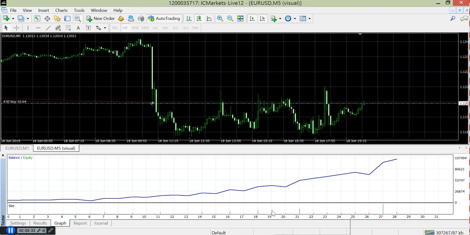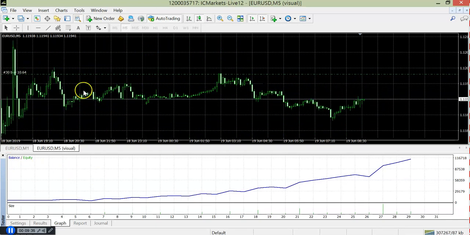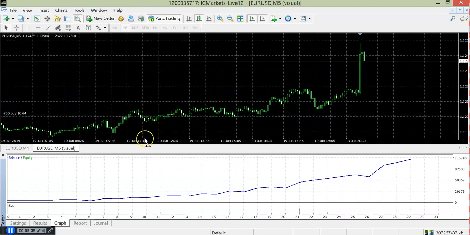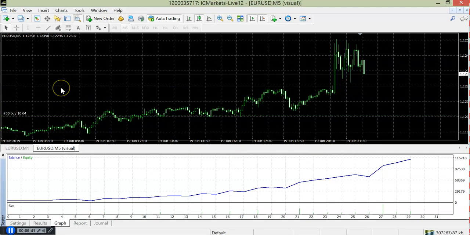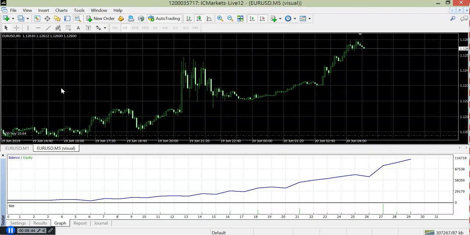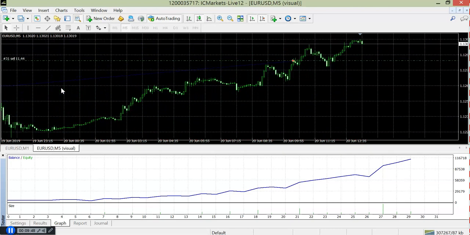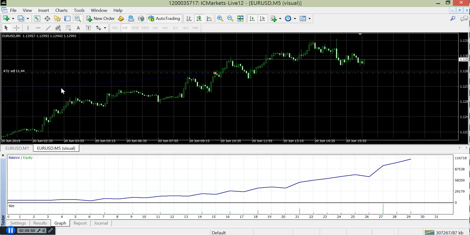So we have a buy trade now. You see it's $10, one lot size. The trade number 30. So not many trades. We are waiting for this to finish. I think that we'll have 5 or 6 more trades until the end.